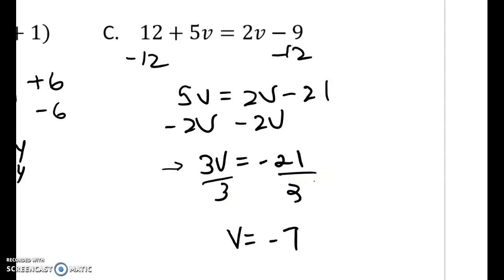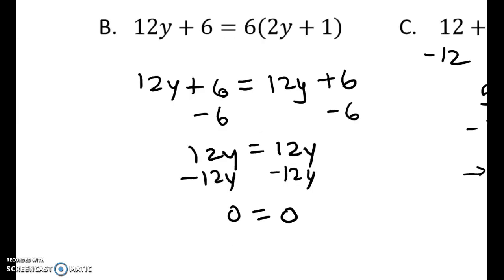Again, when you're solving an equation, the goal is to undo operations to the point where you have the variable by itself. You know you're done when you have the variable equals a number. Then you look at part B. We need to make sure before we start moving anything across the equal sign that both sides of the equation are simplified. On the right side, we can distribute the 6 through the parentheses to give us 12y plus 6.